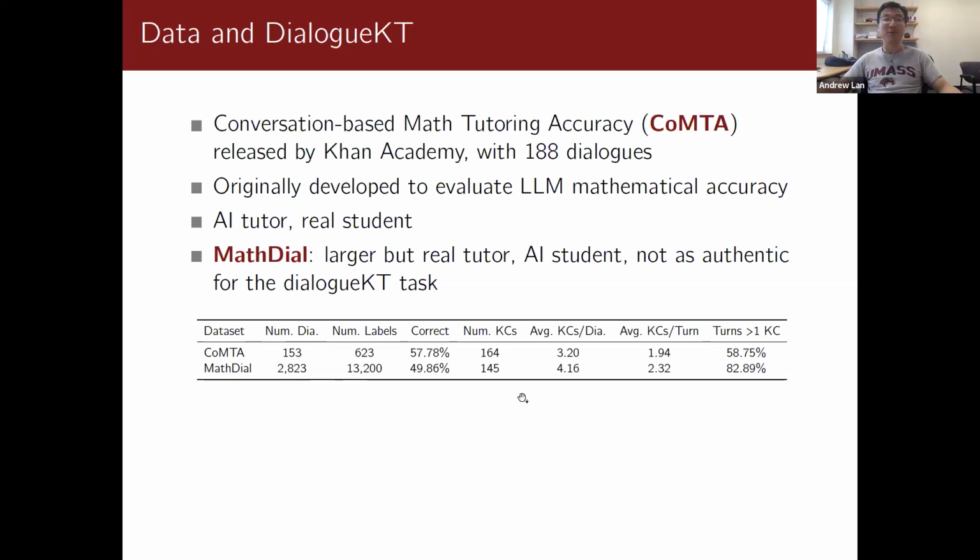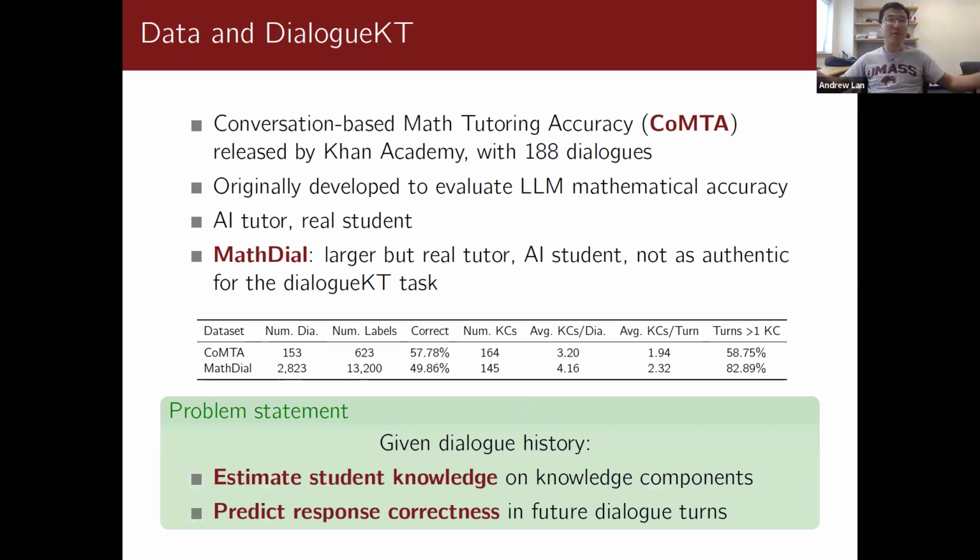For the dialogue knowledge tracing task, we basically want to do the following. Given the entire dialogue or the conversation history, number one, use the dialogue history to estimate the student's knowledge levels, or mastery levels, on a set of things we call knowledge components. And then we also want to use this information to predict whether they're going to respond correctly or say something correctly in future dialogue turns.